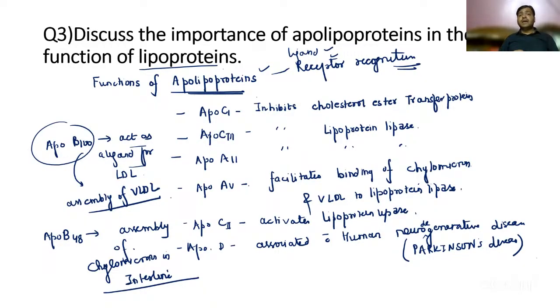Now ApoB100, guys, what does it do? ApoB100 on LDL, the low density lipoprotein, binds to the LDL receptor. And what it will do, it will promote the cholesterol uptake by the cells, right? So that is something that you have to remember over here. So that was regarding the importance of apolipoproteins.